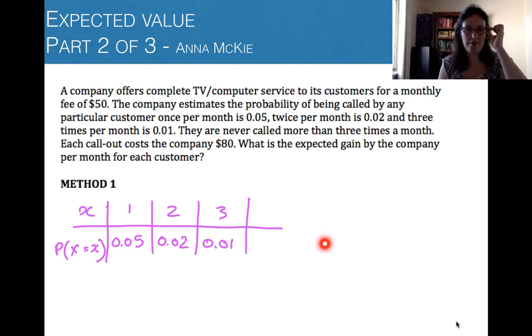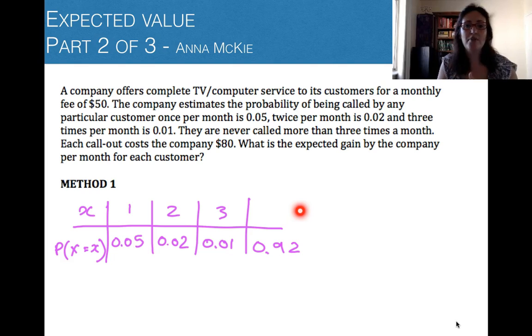That's all that's mentioned there. This is the classic thing where people get caught up. You need to make sure that this row adds up to 1, and currently it does not. So there's a remaining probability that is left over, 0.92, and what does that go with? That's the number of times they don't get called out.